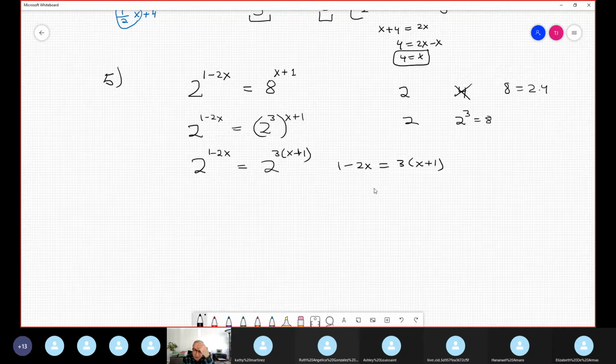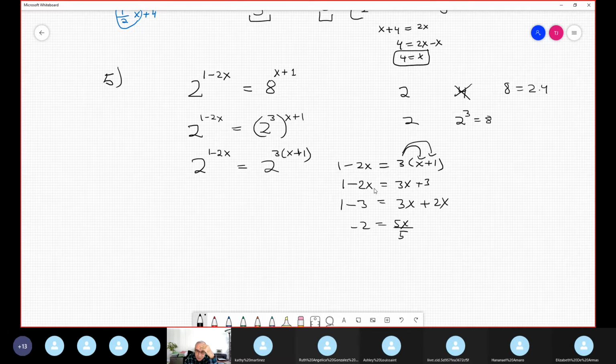The rest is pretty easy. It's intermediate algebra. Distribute the property. 1 minus 2x is equal to 3x plus 3. I suppose that 1 stays here, minus 3 I bring to the left, 3x stays here, and 2x I bring to the right. So it's negative 2 is equal to 5x, divided by 5 both sides. The answer is negative 2/5.